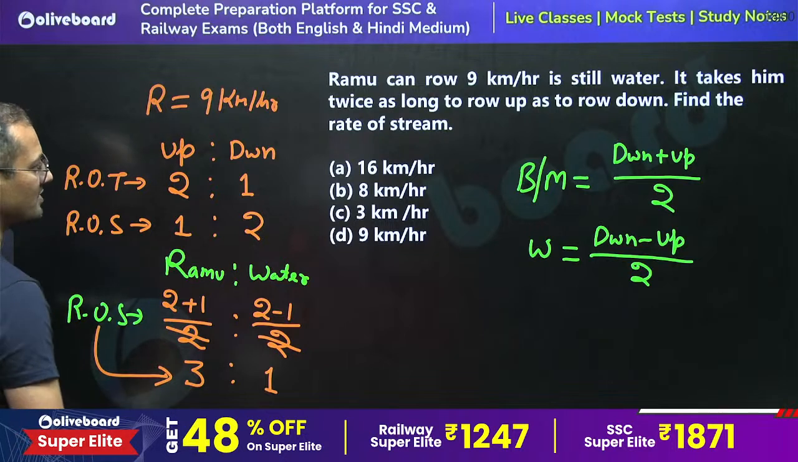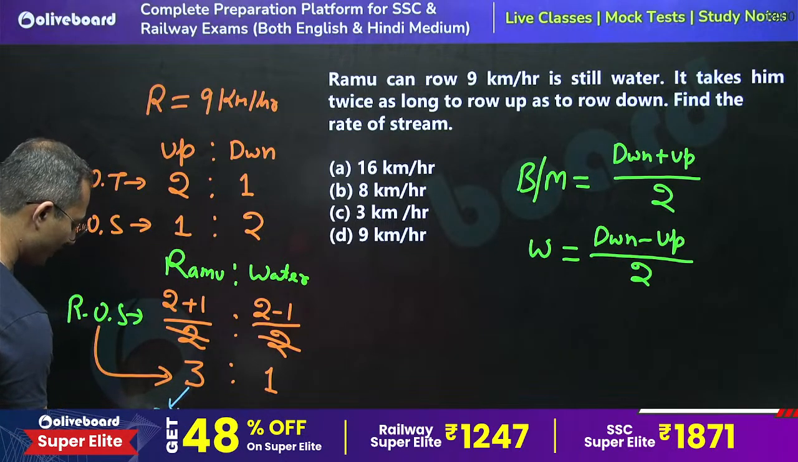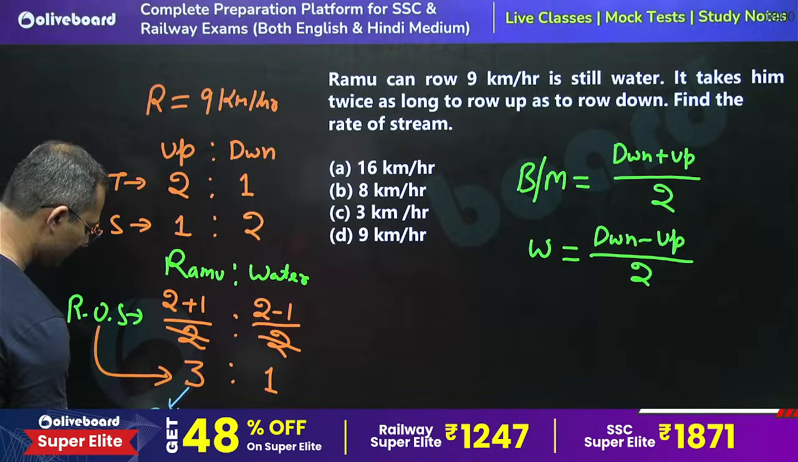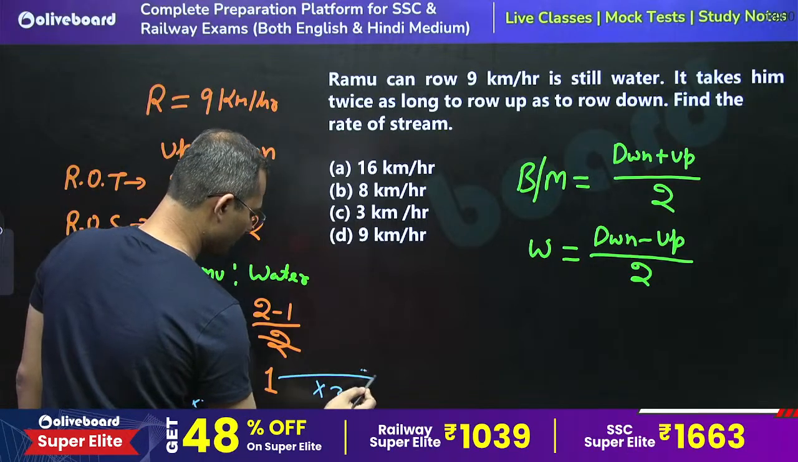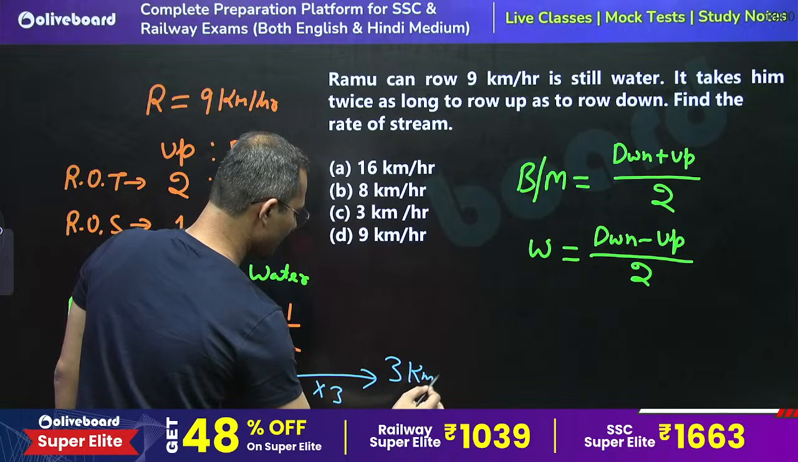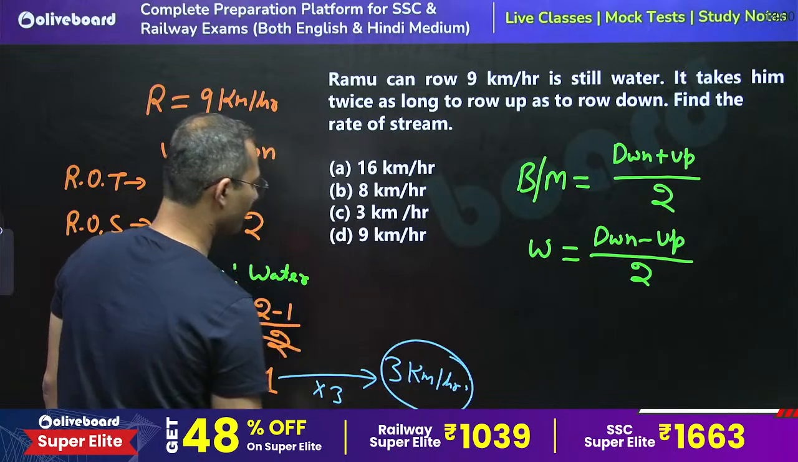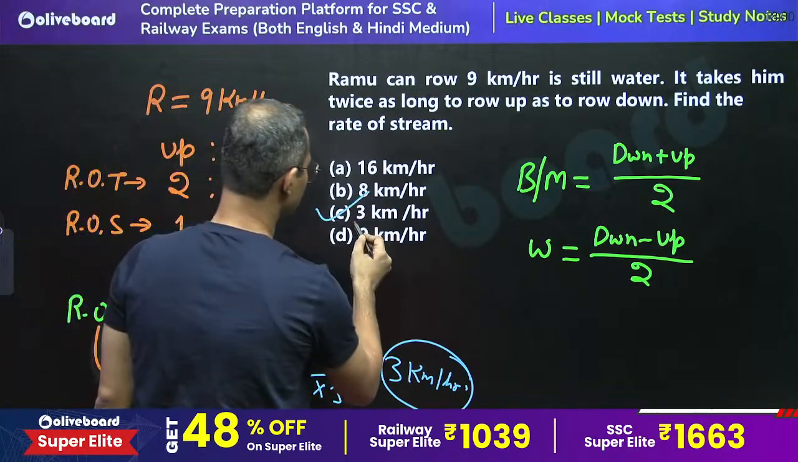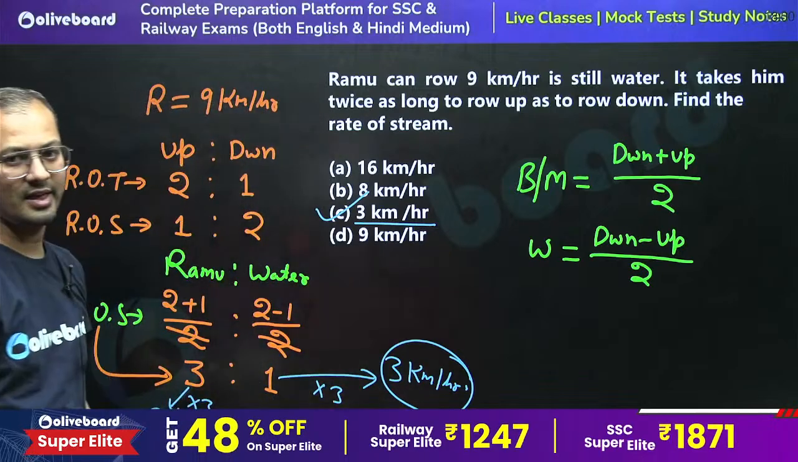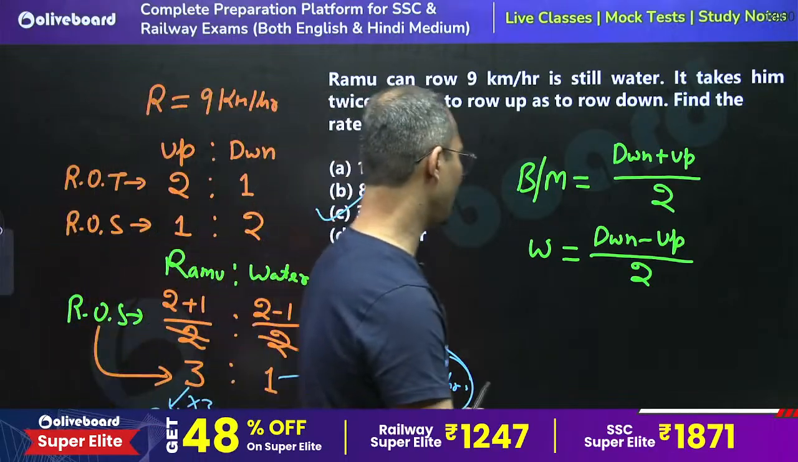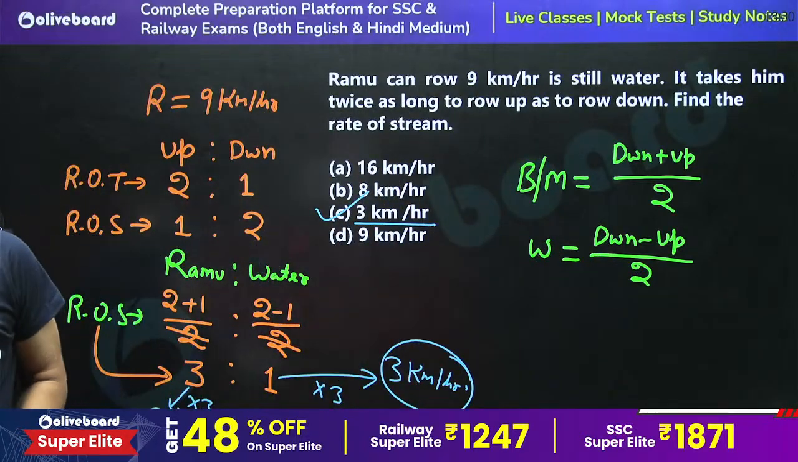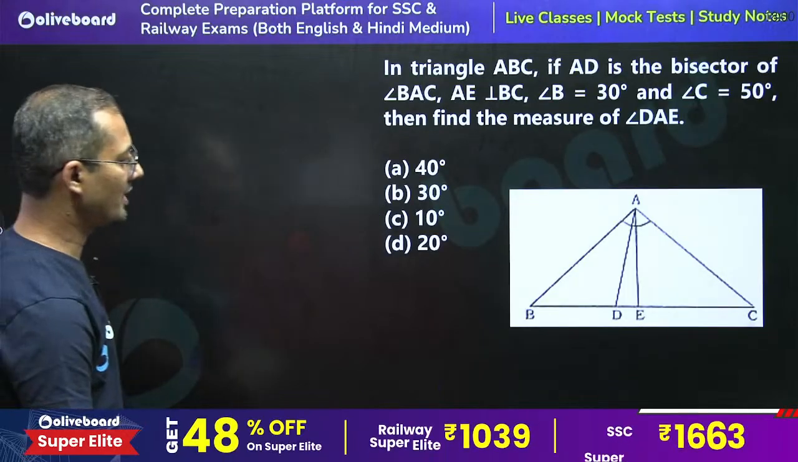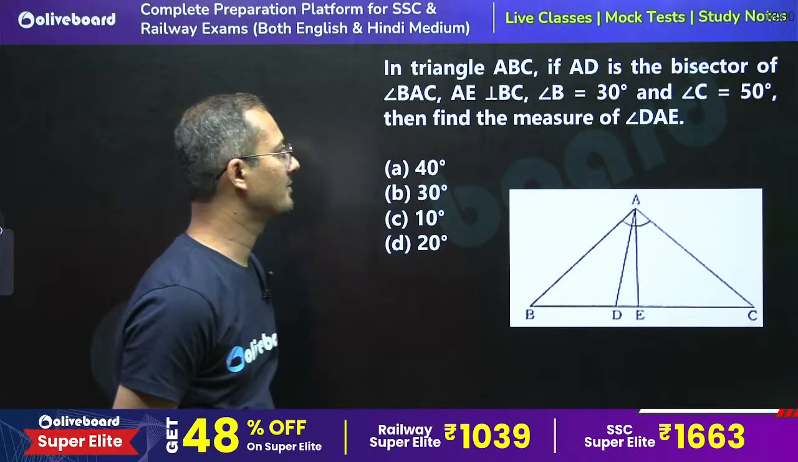So the rate of stream. We can say that 3 is equal to 9 km per hour. So 1 is equal to what? 9 divided by 3. So we can say 3 km per hour. 3 km per hour is the right answer. C is the right answer. Yes. So I hope this is very much clear. Okay, so moving forward, now tell me what is the answer of this question.